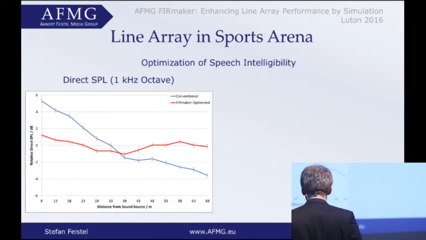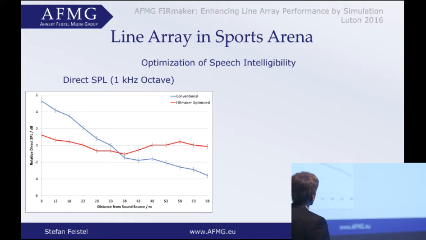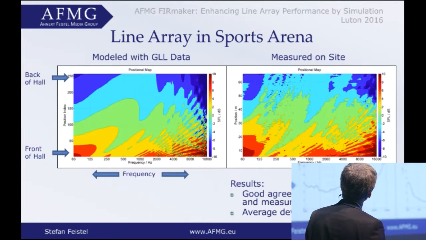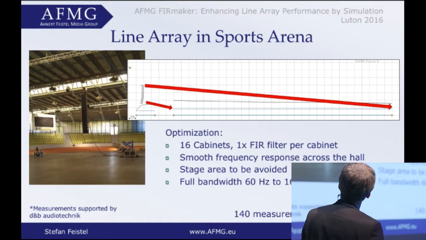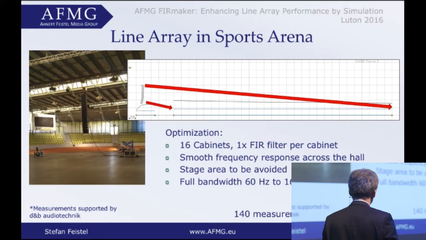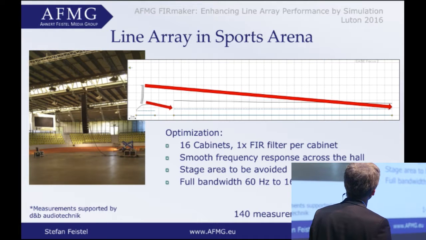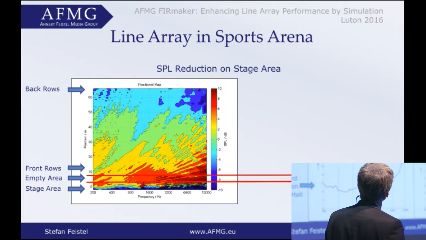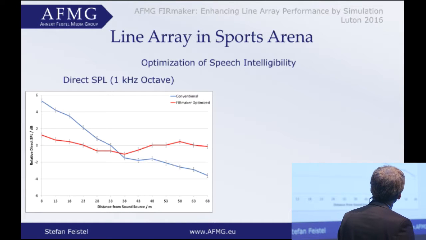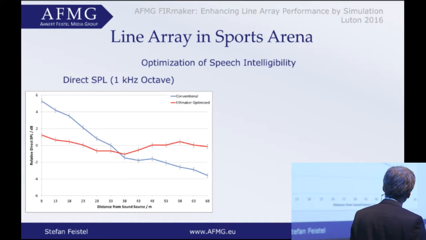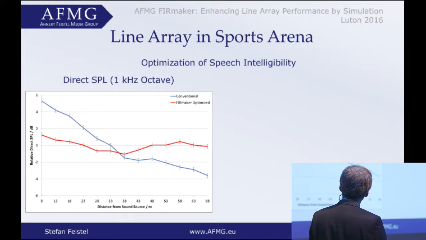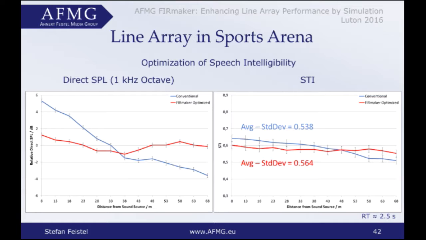And maybe as an outlook, in room acoustics, it's often also important to look at speech intelligibility. And we've looked at this sports arena, and let me jump back once more to the photo. This is called Glaspalast in German, I believe. The glass arena, because it has large amounts of glass, and it's quite reverberant. 2 to 3 seconds. Not too bad, but reverberant. So it's interesting to not only look at the direct SPL. You can see it here. FIRmaker optimized SPL is much more homogeneous at 1K than the conventional one across distance. But also to look at STI.